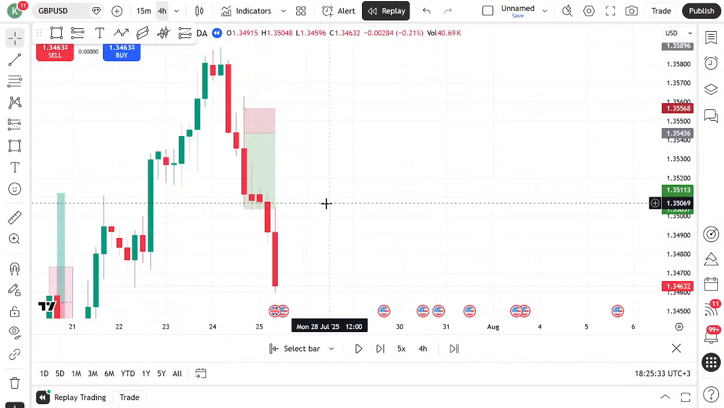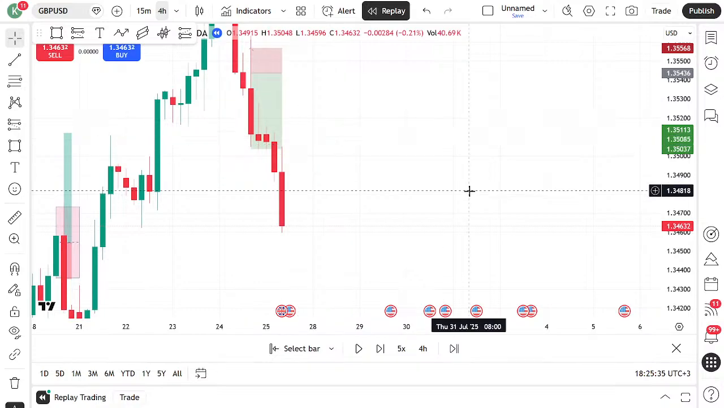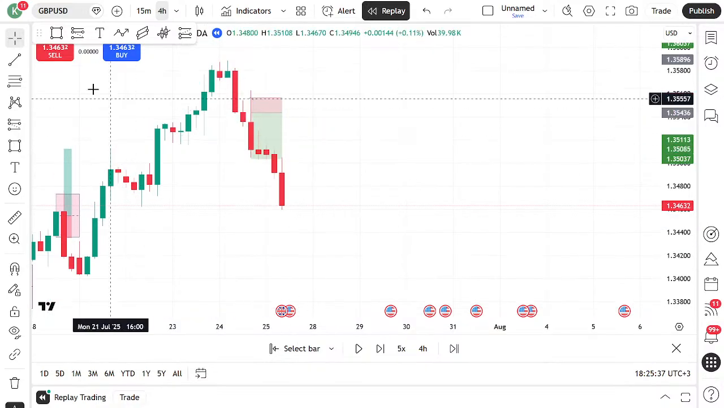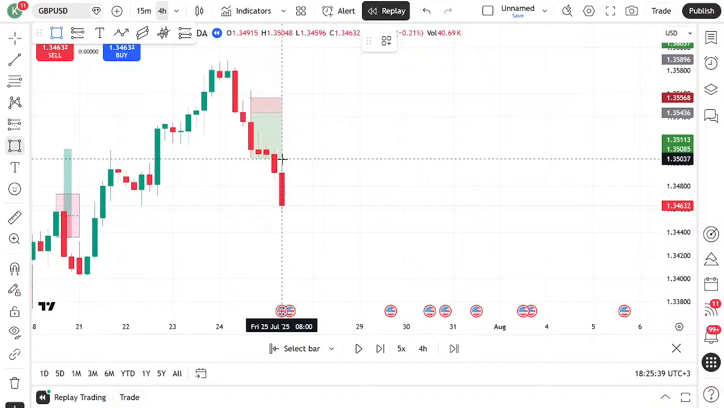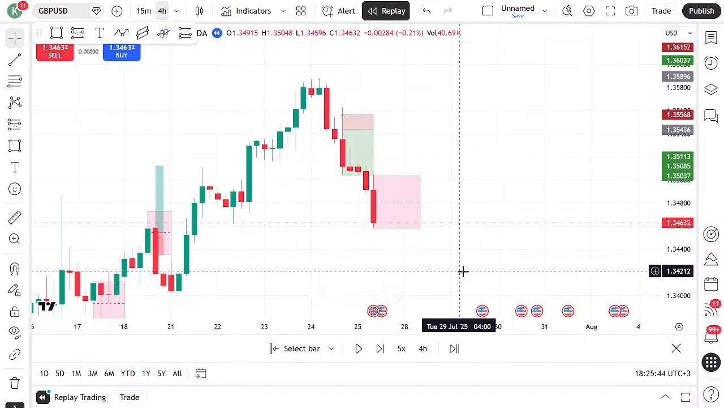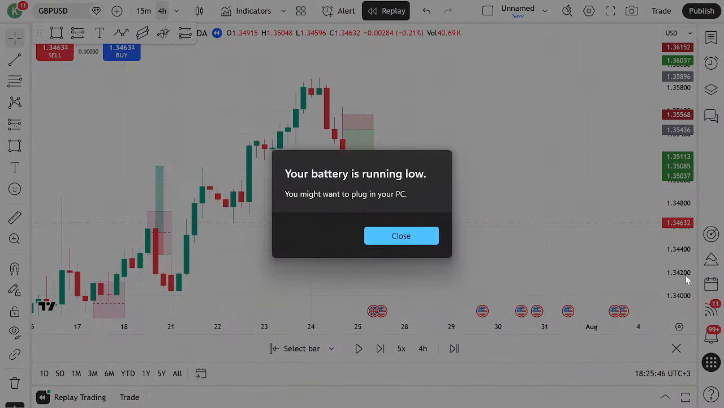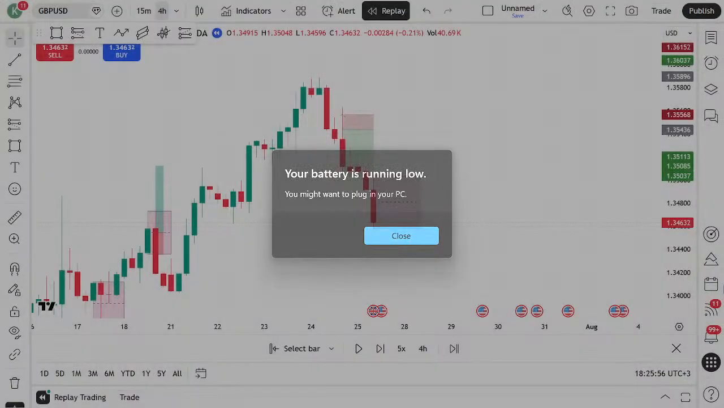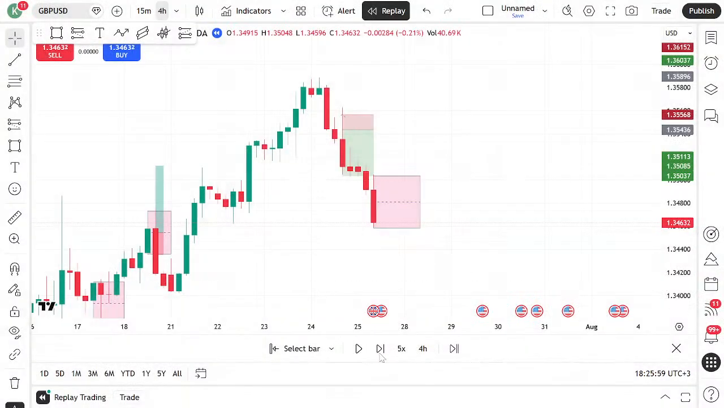at each trade. So this one on Friday 25th, mark our candle, just like that. Sorry, I have to plug in my PC. Now it's almost running out. There you go. So let's monitor any trades closing above or below.